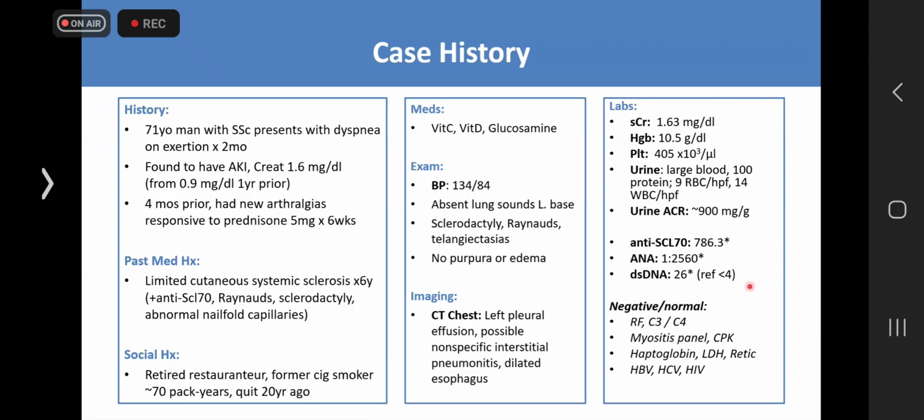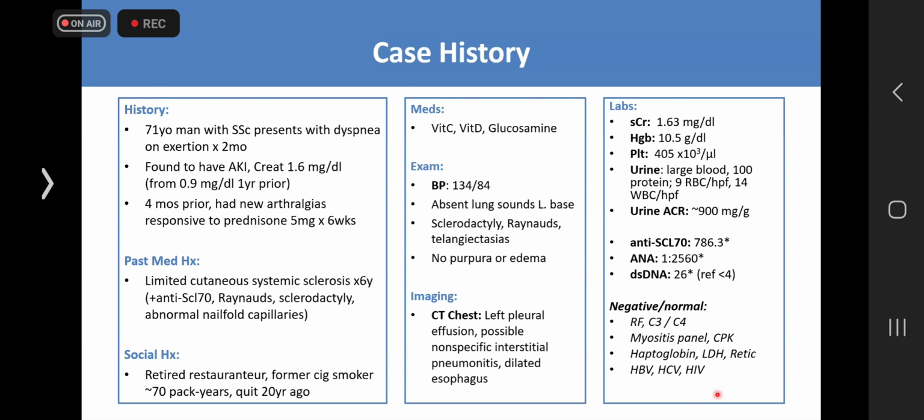Cells per high-powered field. Urine albumin to creatinine ratio was about 900 milligrams. He did have a positive anti-SCL70 antibody, quite a high titer ANA, and a low positive double-stranded DNA as well. Complements were normal. Rheumatoid factor was normal. Myositis panel was normal. Hemolysis labs, including haptoglobin, LDH, and reticulocyte count were normal. And hepatitis B and C serologies and HIV were negative.